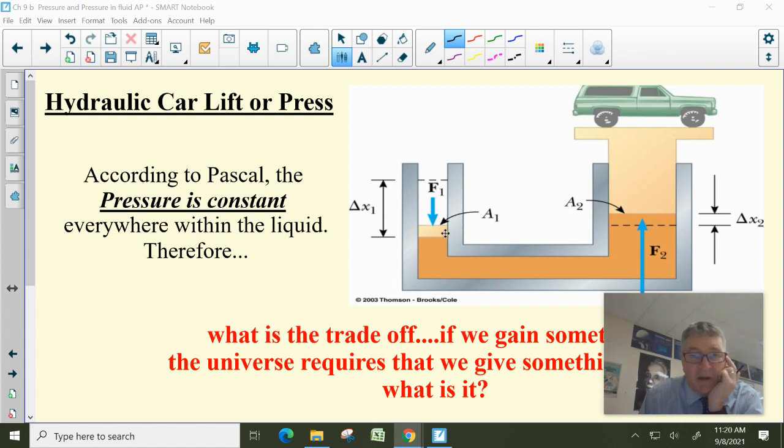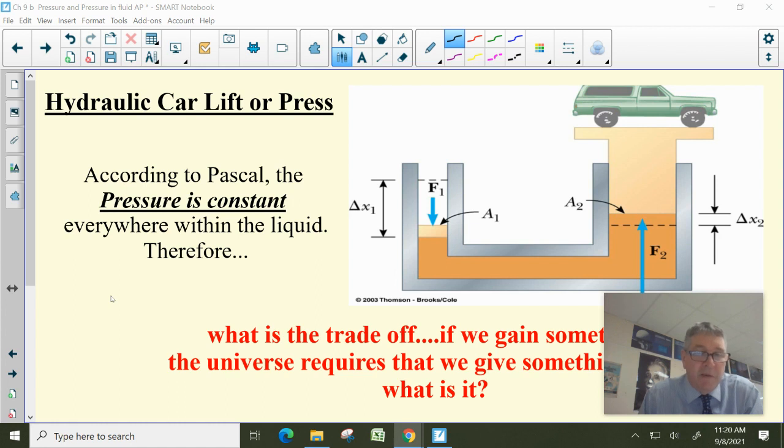I'm going to have a small area, area 1, and apply a force F1. And if I make the area 2 really large, F2 becomes really large. And again, the pressure is constant, so the ratio of F to A and F to A is constant. But if I change the area, I change the force. And it seems to be something for free. It seems that if I put a small force in, I get a big force out. That shouldn't violate conservation of something.